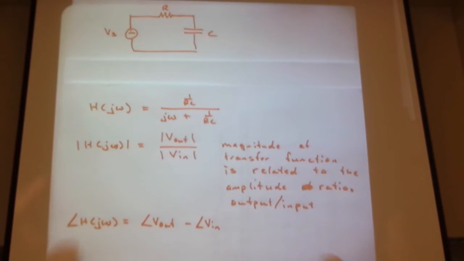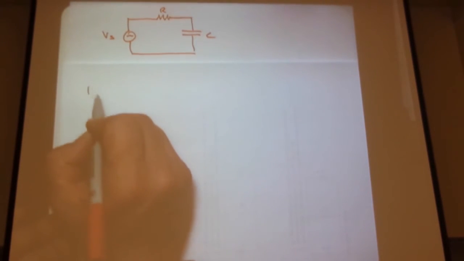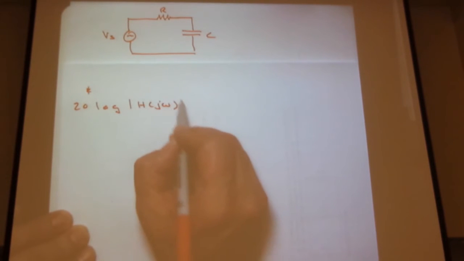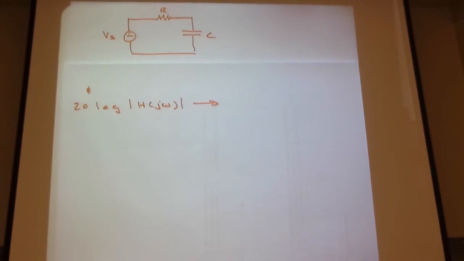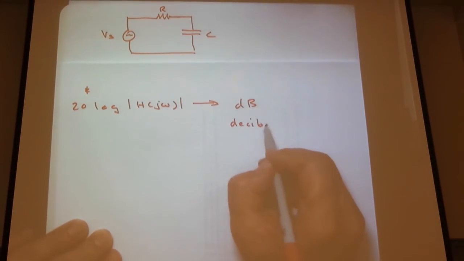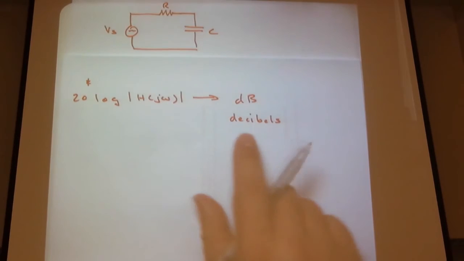So, looking at this, we're going to take our magnitude one step further. We can take this magnitude expression and take 20 log of the magnitude of H of j omega. And this has specific meaning, specific units. Does anybody remember? I think we saw it in physics too. Anybody remember what that is? This is decibels. I never taught physics, so. 20 log of the transfer function winds up having units of decibels. And we'll look at this quite a bit.